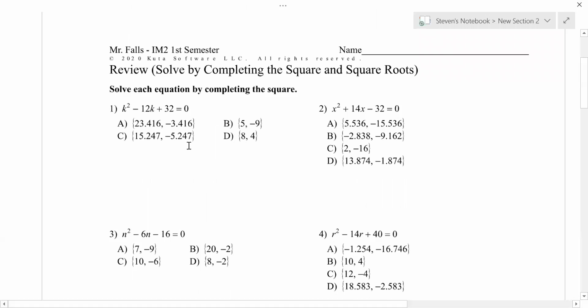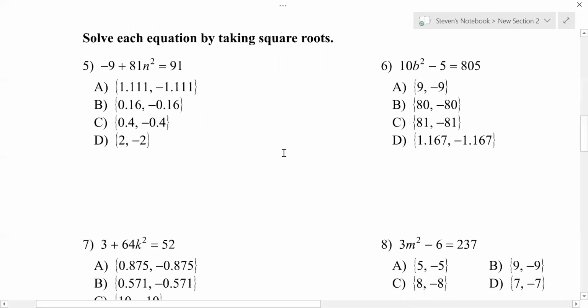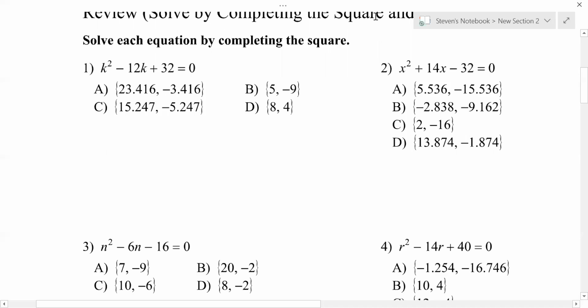So let's look at the first one here. What I think I'll do is I'll do 2 questions from the top section, and then you can do the other 2, and then I'll do 2 questions from this bottom section, and then you can do the other 2. And if you have any questions, you can ask. All right, so let's start.